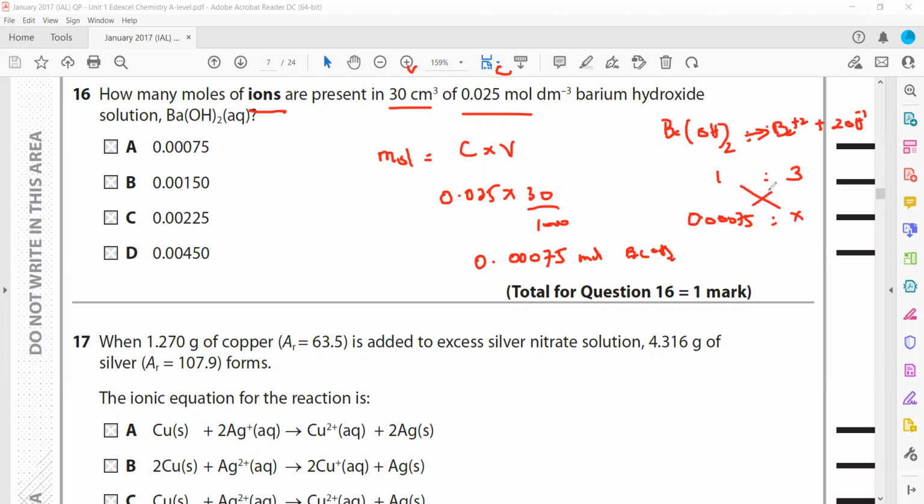So this will be multiplied. In that case, it will come out 0.00225. So C will be the right answer. Because I think I took a wrong concentration in the previous part.